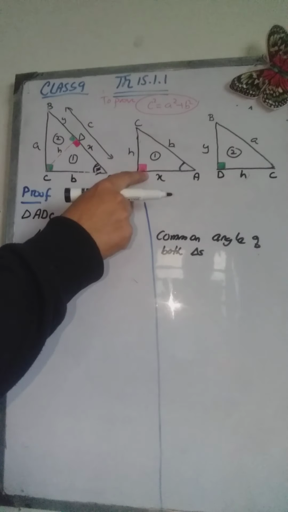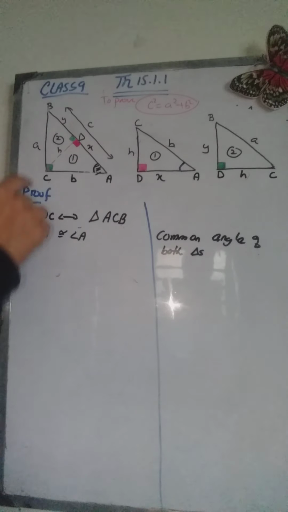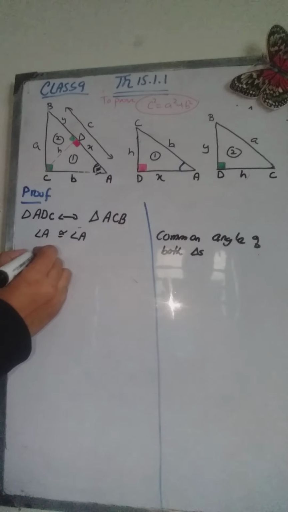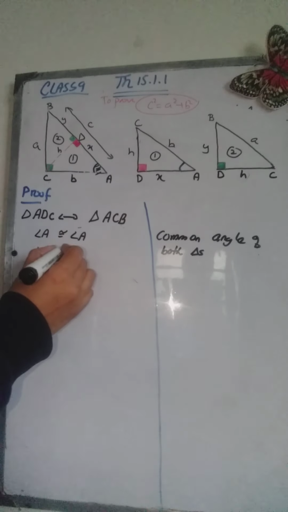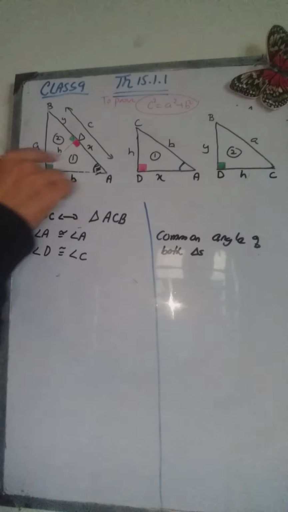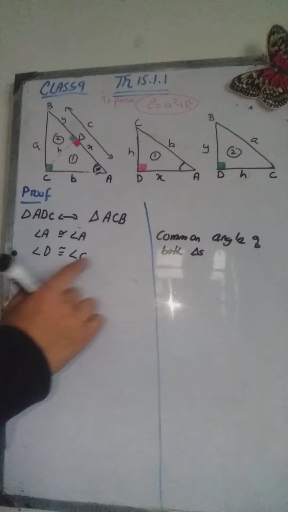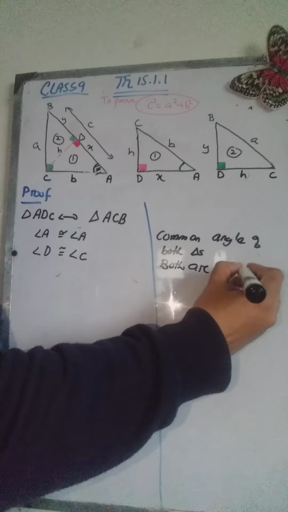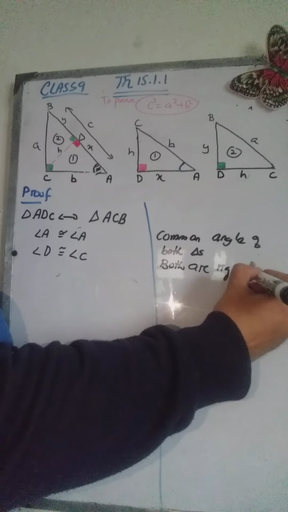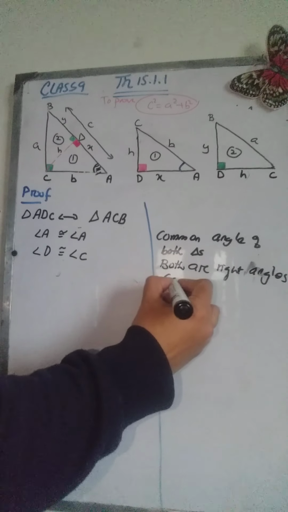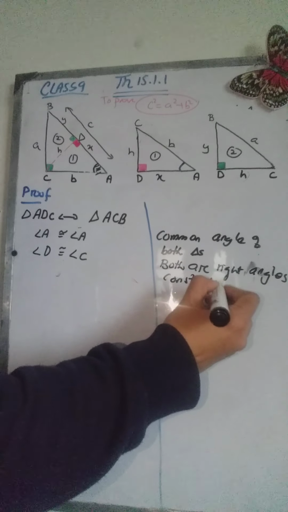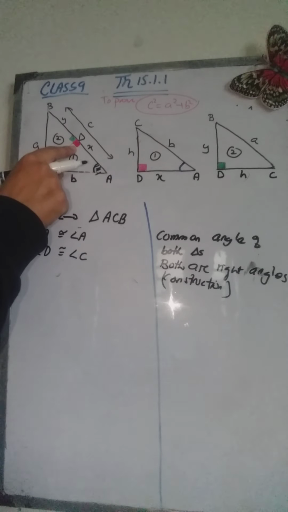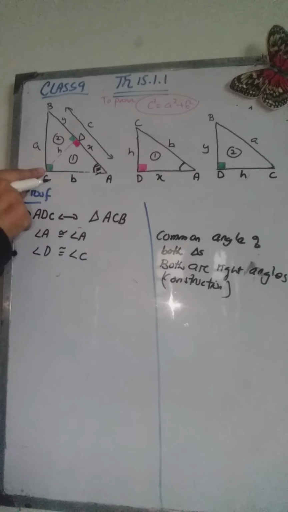Angle D of this triangle is congruent to angle C of this triangle ACB, because in ACB, C is a right angle. Angle D is congruent to angle C, because both are right angles. After construction, this is the result we obtained. In construction, we had dropped a perpendicular from C to D, which has made this angle equal to angle D. So angle D is congruent to angle C of this triangle.